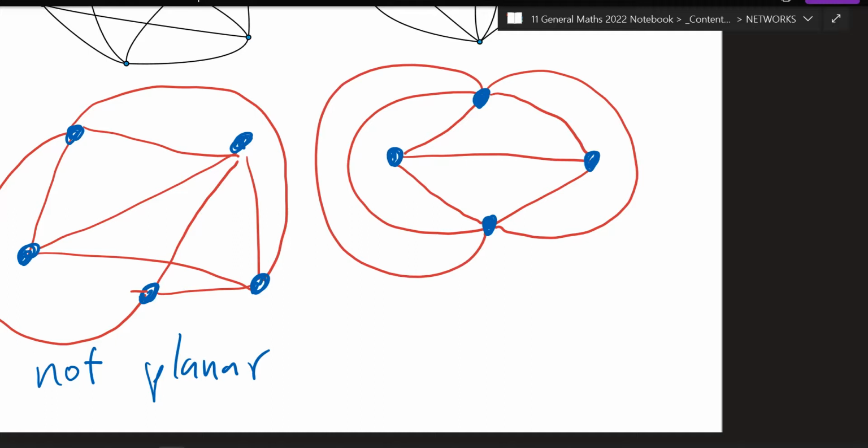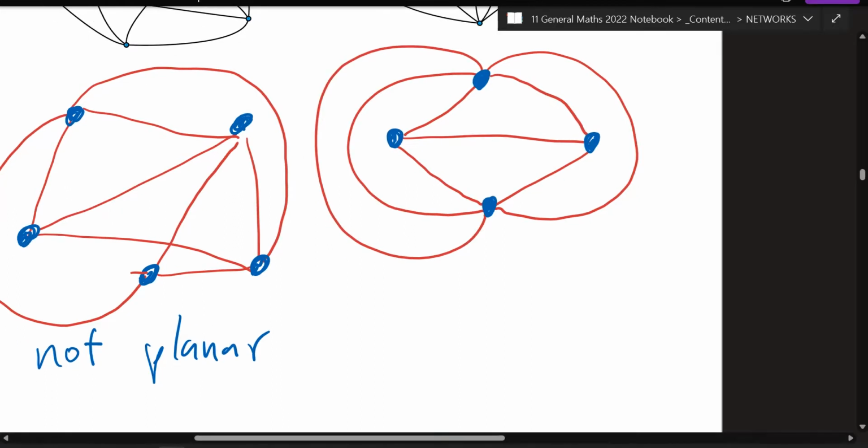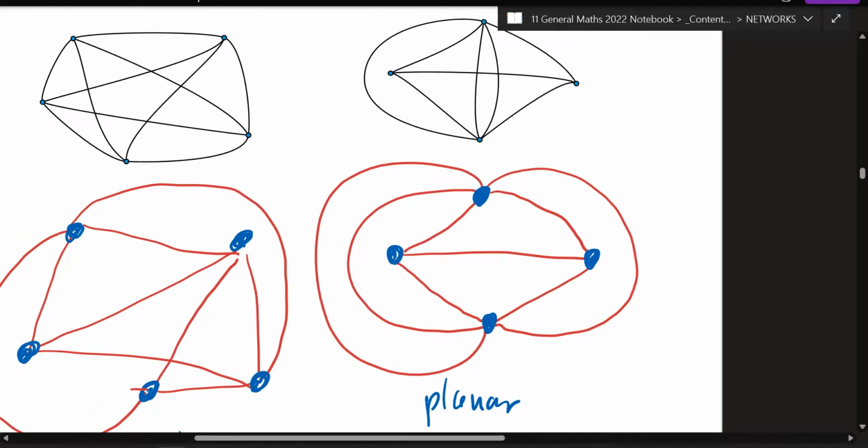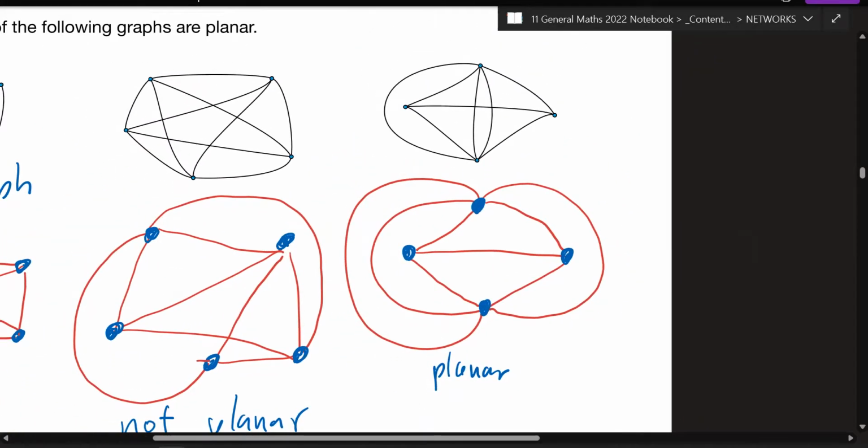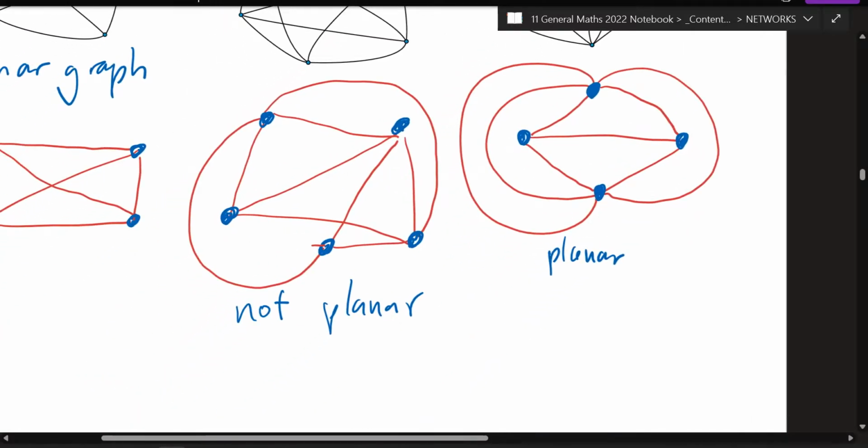Okay, that is the aim when it comes to this. So that means this graph is planar, even though it's not drawn in planar form. What you find in the SAC is you might not draw it, but you've got to try and prove that it is. So just watch out for that.